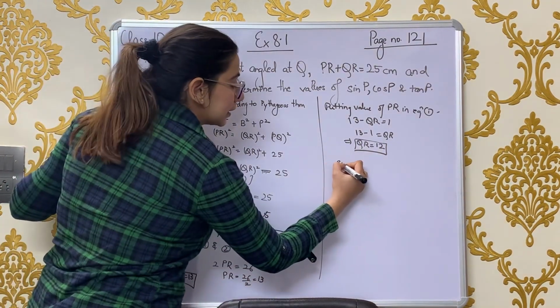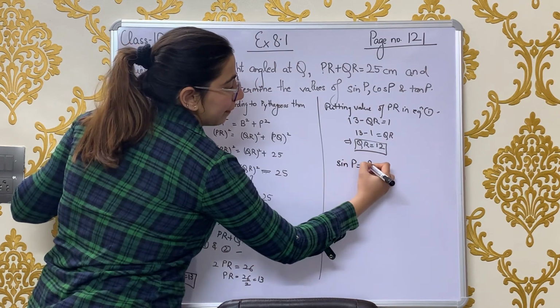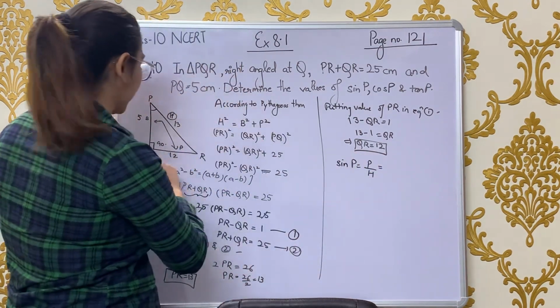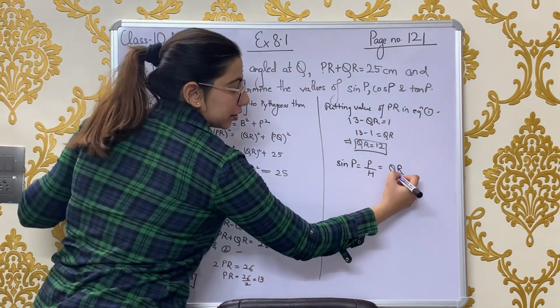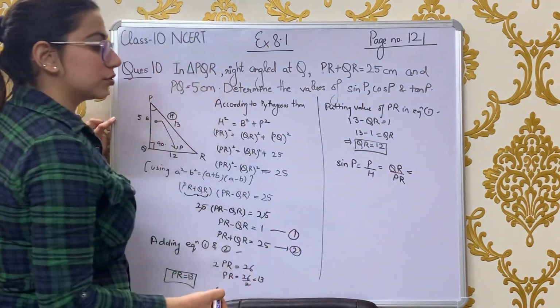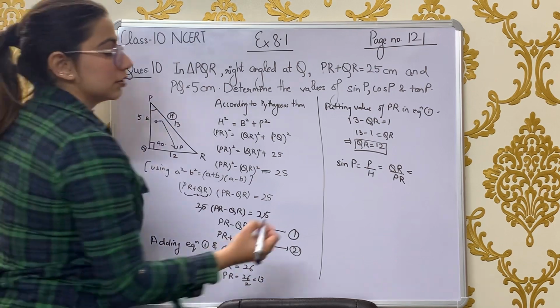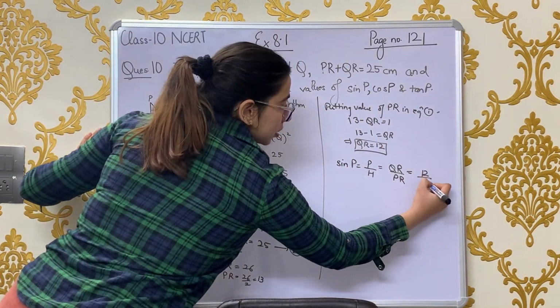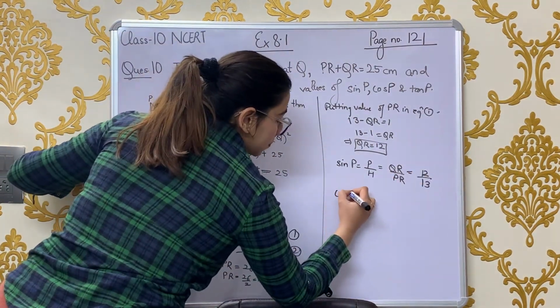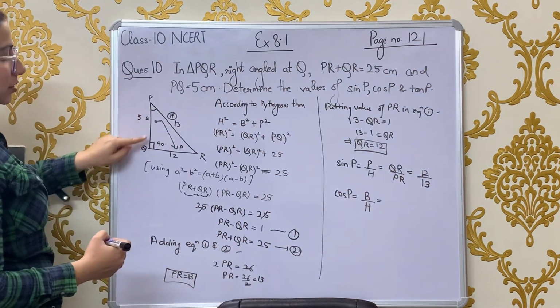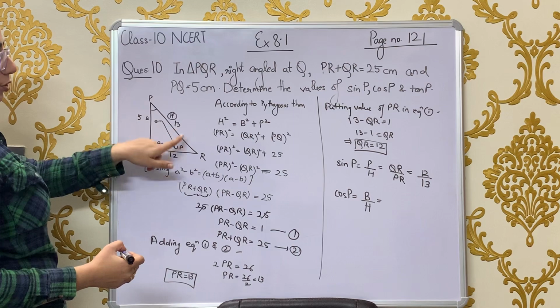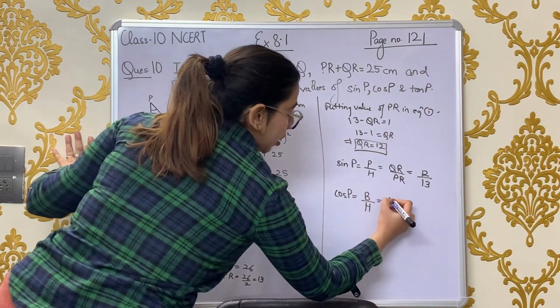So firstly, sin P is equal to perpendicular by hypotenuse. So perpendicular is QR and hypotenuse is PR, right? So it gives us QR by PR, which is 12 by 13. Now cos P is equal to base by hypotenuse. So our base is PQ and our hypotenuse is PR.